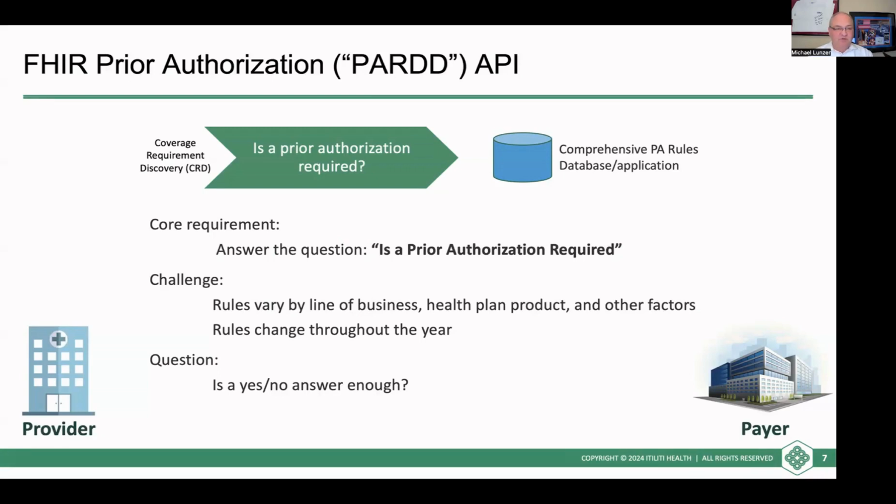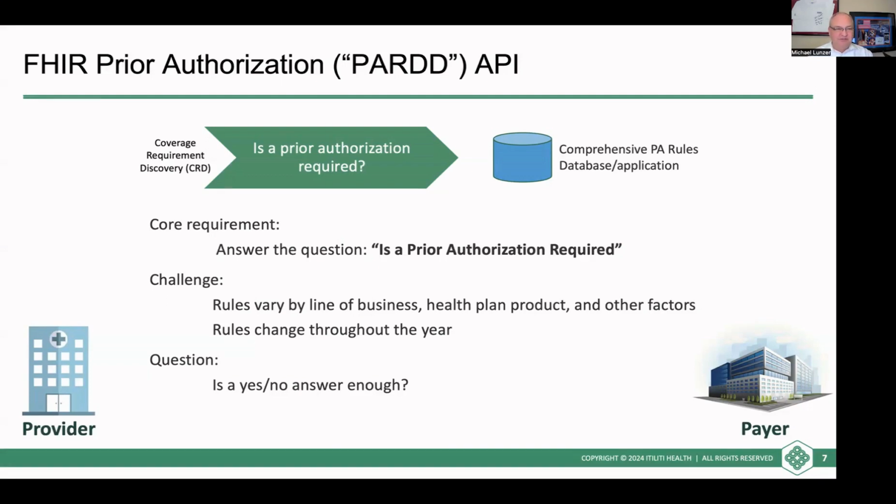Maybe whether or not the provider is in network or the provider is gold carded. These rules also change throughout the year. So they don't always change at the beginning of the year, so it's not possible for the health plan to just publish one set of rules. They need to change rules for each individual entity throughout the year.